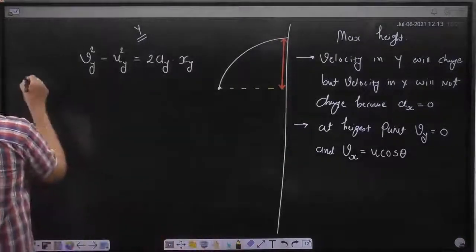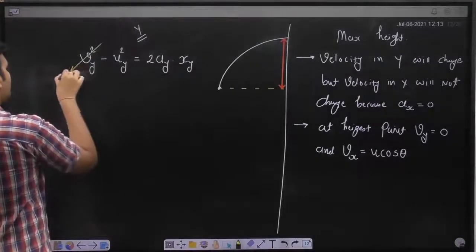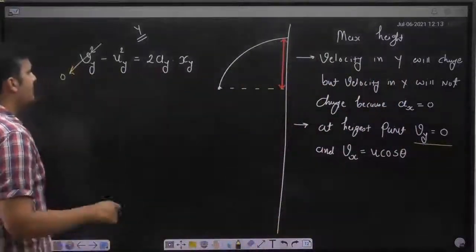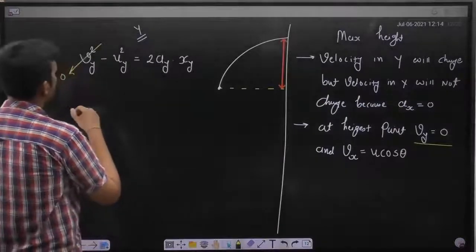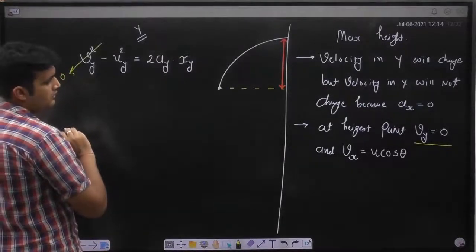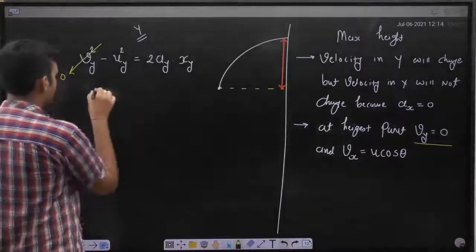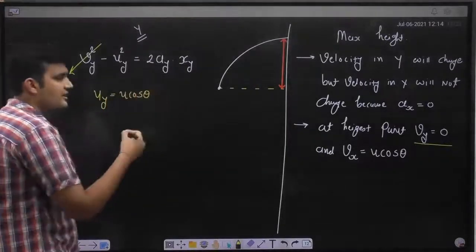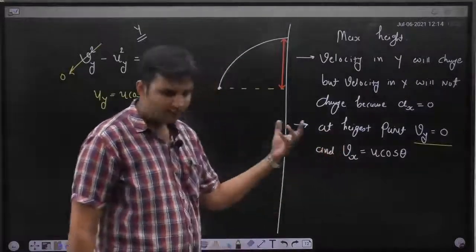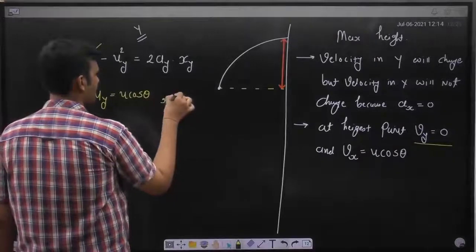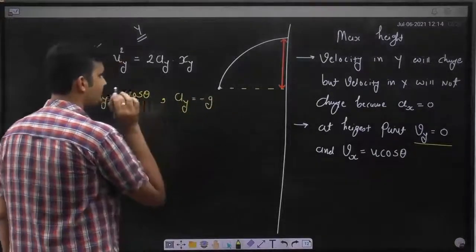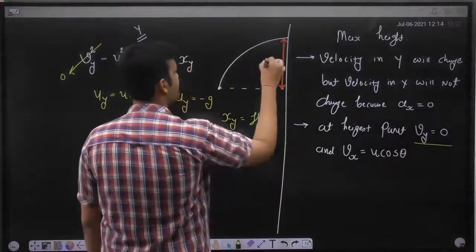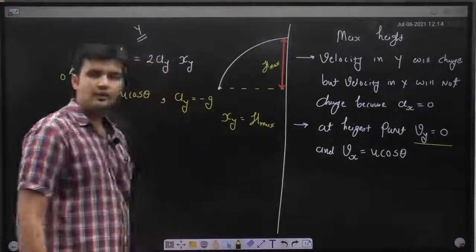So this is 0, as you are aware with this point. At highest point, your y-directional velocity will be 0. No need to worry about it. Okay, let's put all these things. Initial velocity in y, which is u cos theta. Next, acceleration in y is minus g, and displacement in y is nothing but h max. Now let's put all these values and solve this.